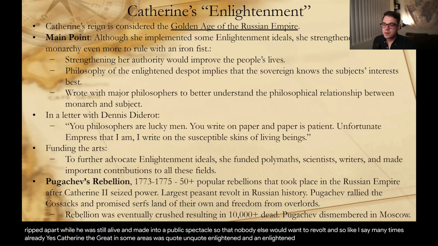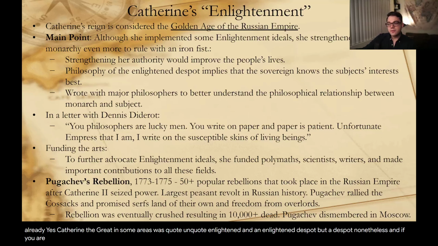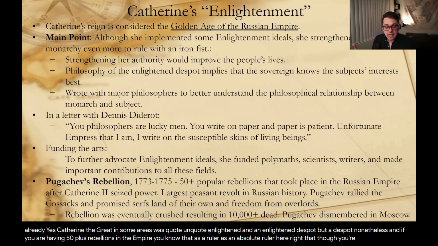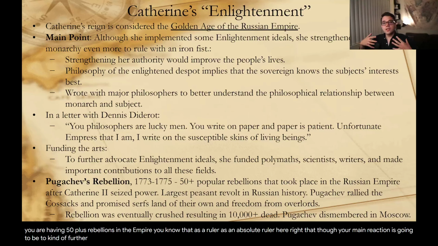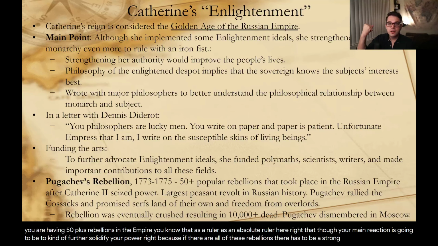And so, like I say many times already, yes, Catherine the Great in some areas was quote-unquote enlightened, an enlightened despot, but a despot nonetheless. And if you are having 50-plus rebellions in the empire, as a ruler, as an absolute ruler here, right, your main reaction is going to be to kind of further solidify your power, right? Because if there are all of these rebellions, there has to be a strong central government to kind of put them down.